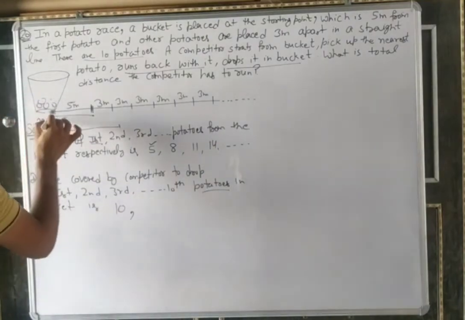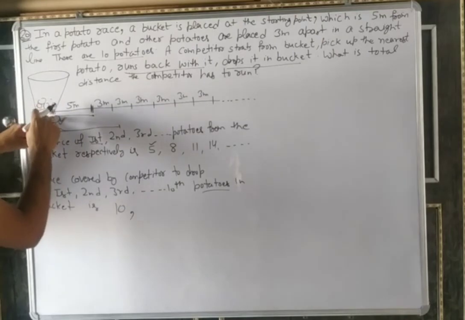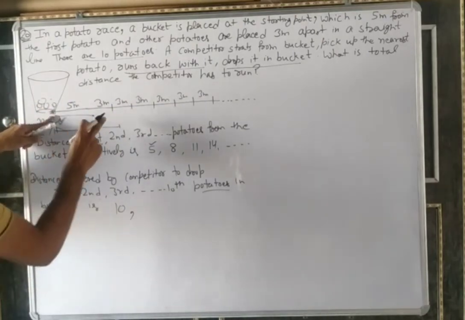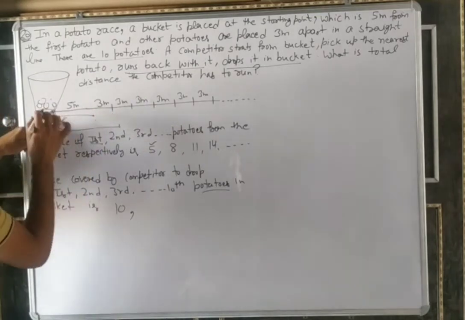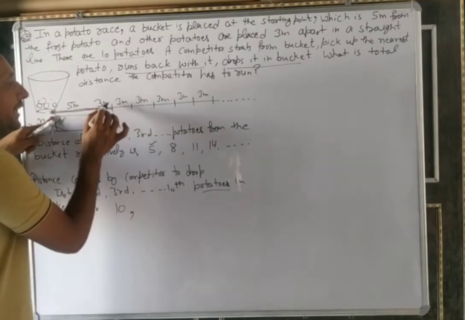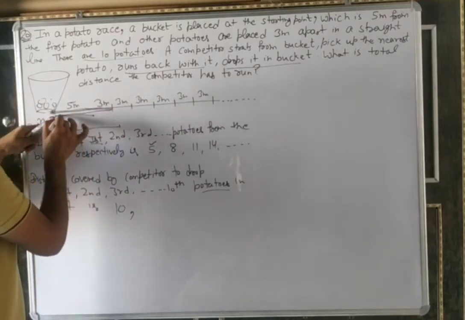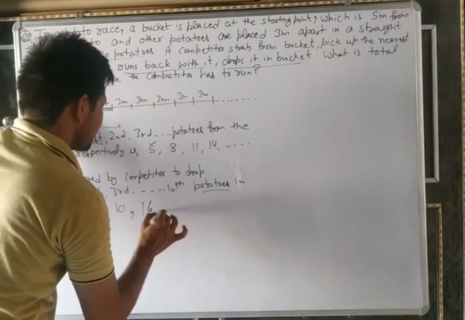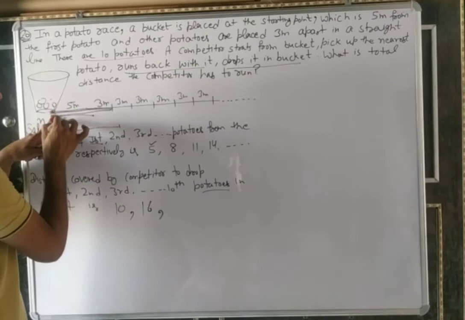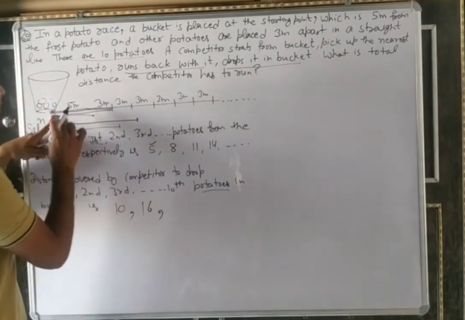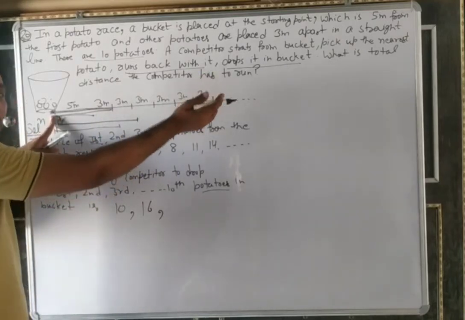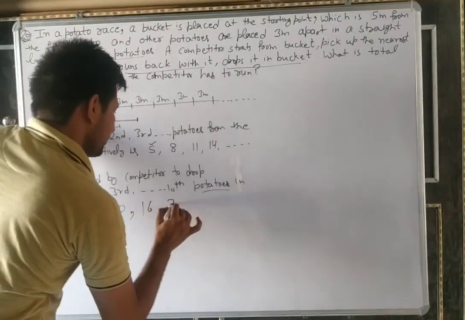So again you reached here. This potato we already dropped. Now it is the turn of the second potato. You start from here and you went from here to here: 5 plus 3 is 8, and again you come back, 8 plus 8 is 16. Understand? Again you will reach here and start from here to here. How much? 5 plus 3 is 8, 8 plus 3 is 11; 11 you will go and 11 you will come back, 11 plus 11 is 22.